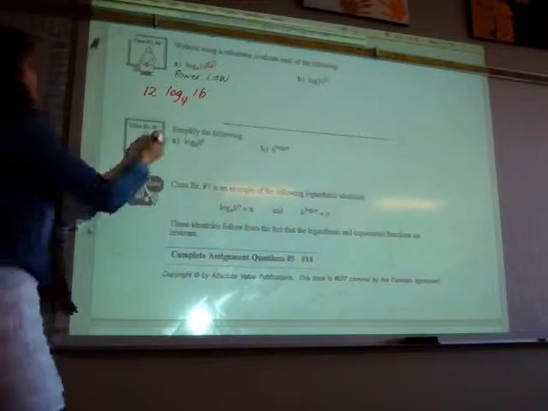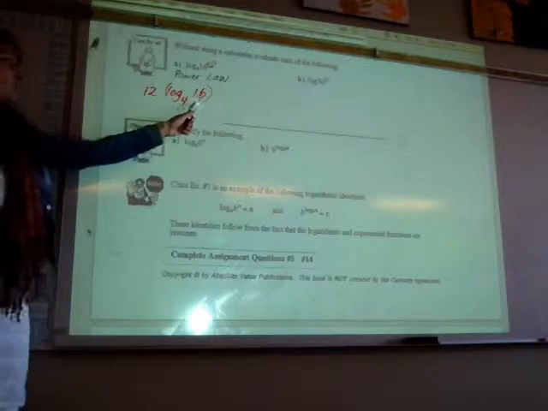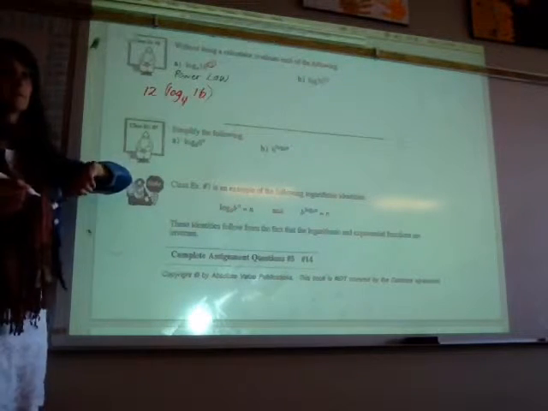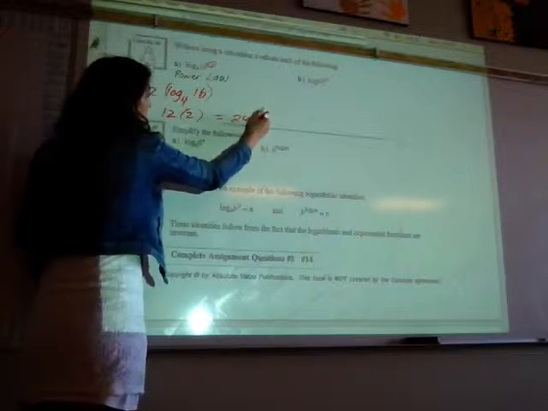So we have 12 times log base 4 of 16. Let's evaluate just the log, and we're not going to use our calculator. 4 to the power of what gives me 16? 2. So I have 12 times 2, we get 24.